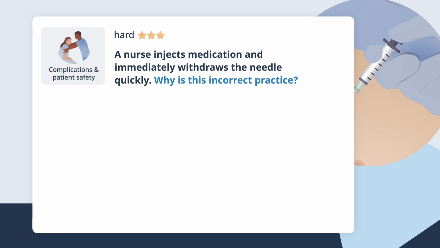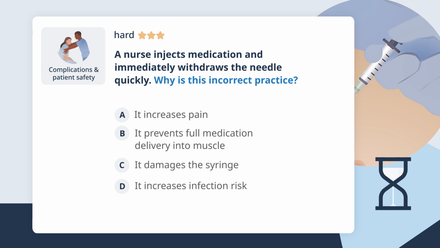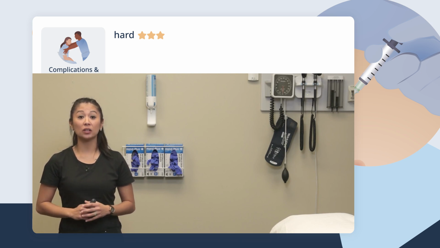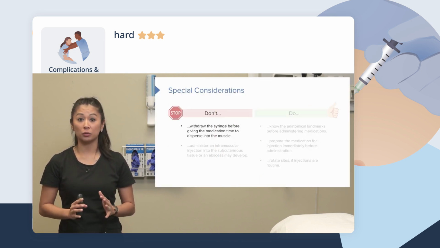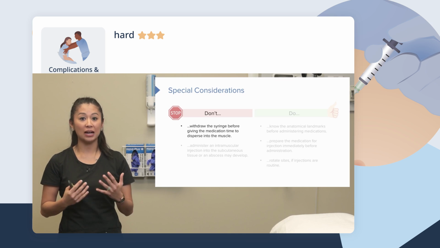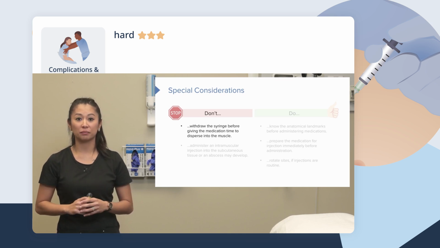A nurse injects medication and immediately withdraws the needle quickly. Why is this incorrect practice? With the intramuscular injection, there are several considerations we can look at. So first of all, what do we not do? After we give that injection, I know that it's a good accomplishment, we get that thing in, but once we inject the medicine, don't withdraw it too quickly. Give the medication time to make sure that we've got that in the muscle.